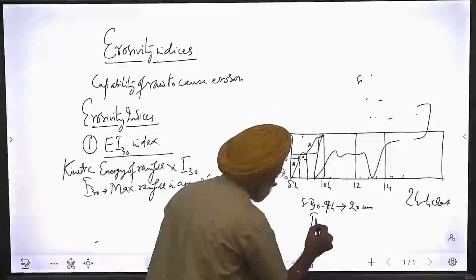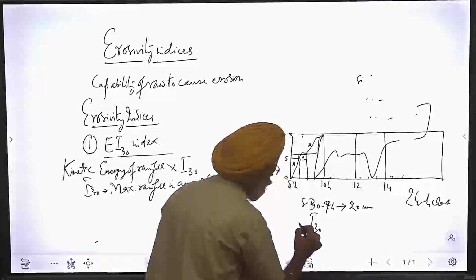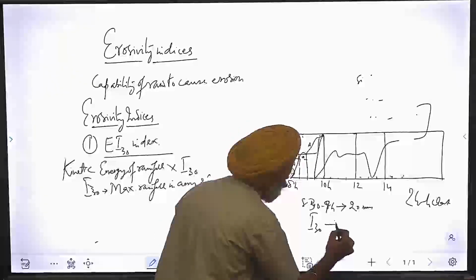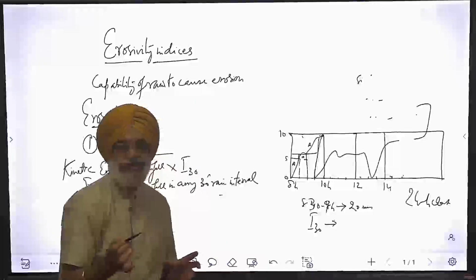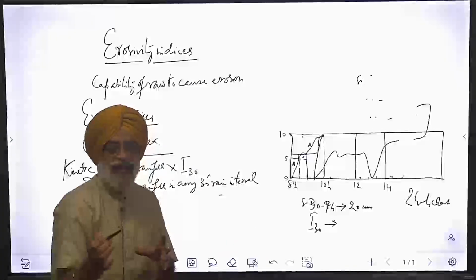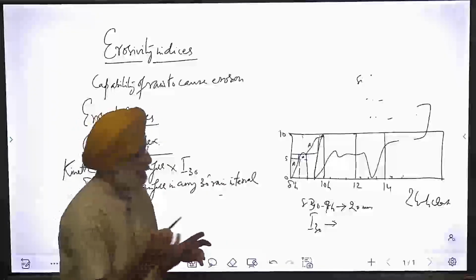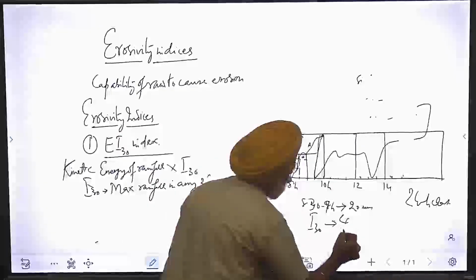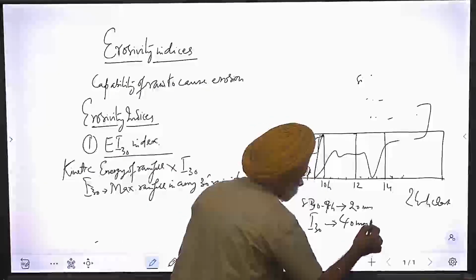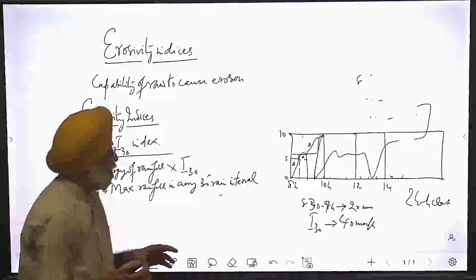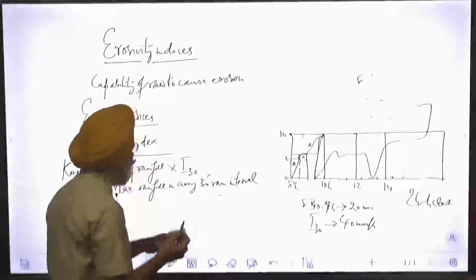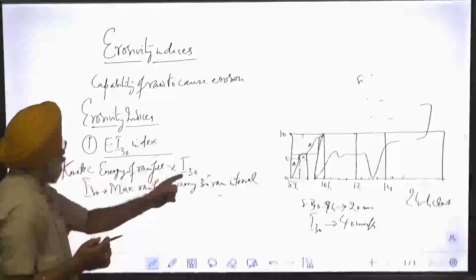So, then I30 will be 20, because this has occurred in 30 minutes. So, intensity is basically the amount of rainfall per hour. So, it will be then 40 millimeter per hour. So, this is I30, the maximum amount of rainfall during any 30-minute interval we take over here.